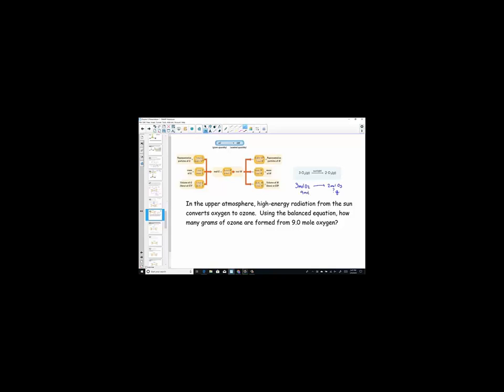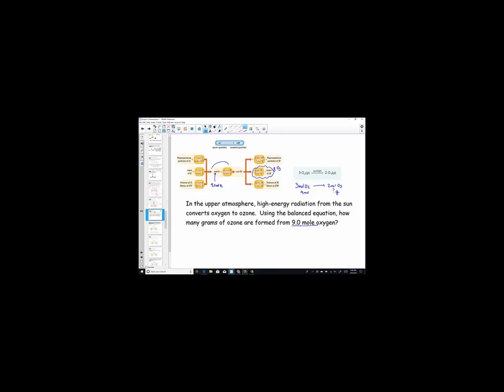Now look at your stoichiometry roadmap. You have one of these in your notepad. You're going to be provided one of these in your test-taking tool page. Where are we given? We're at the unit mole, so we're right here. We're at 9 moles of oxygen. What do we want to know? We want to know grams of ozone. So what kind of steps will be involved now?